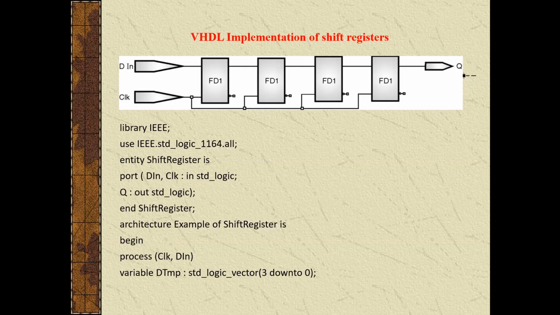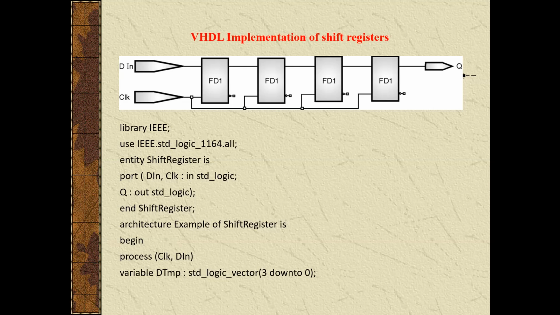Then we have to construct the architecture for this particular entity. So the architecture example of the shift register is begin. Here we start with the reserved word begin, and then we have to declare on which signals the operation will take place. So we declare those signals in a process: process (clock, DIN). Using these two input signals, our data is going to be processed to produce the output.